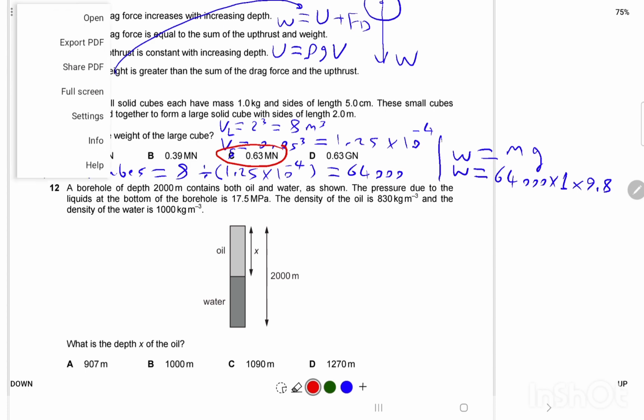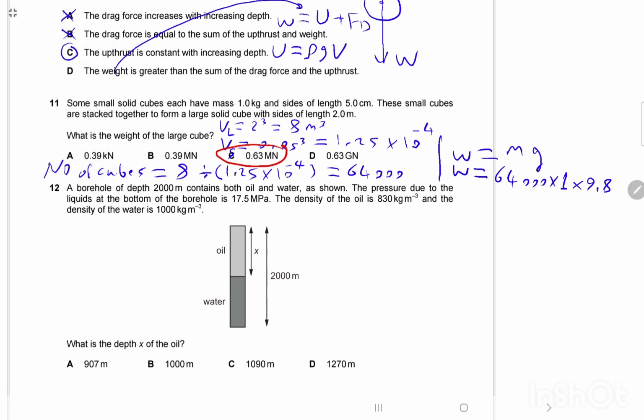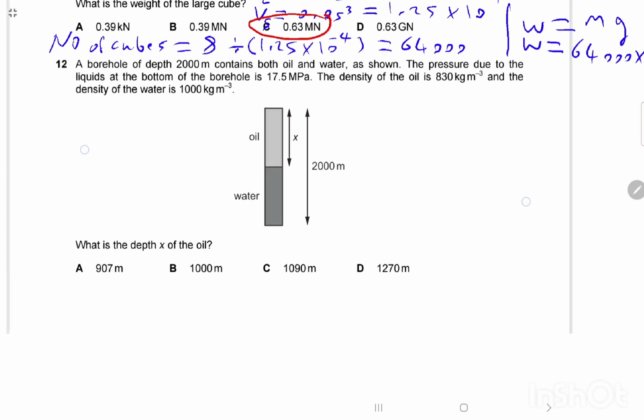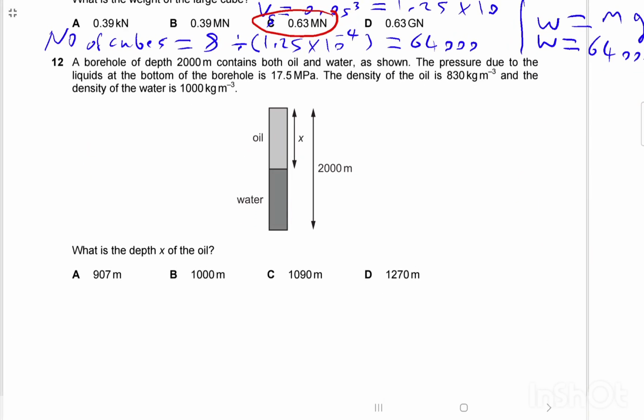Let's see the next question. Number 12. A borehole of depth 2000 meters contains both oil and water as shown. The pressure due to the liquids at the bottom of the borehole is 17.5 megapascal. The density of oil is 830 kilogram per meter cube, and the density of the water is 1000 kilogram per meter cube. What is the depth x of the oil?